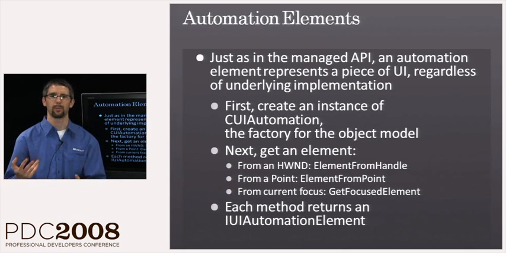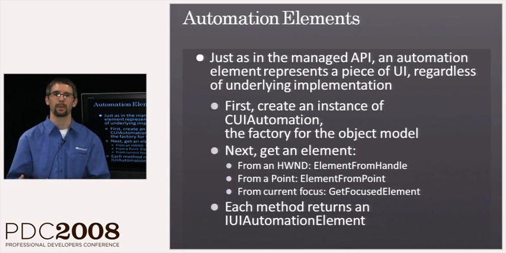So let's walk through that in a little more depth. The place where we started was an automation element. Now, if you happen to be familiar with the managed UIA client, if you've worked with UI Automation before, automation elements will sound very familiar. This is deliberate. We designed the COM client API to look very similar to the managed API so that if you've used one, you can move over to the other fairly smoothly. The concepts are very much the same, although there are a few differences in how they're realized.